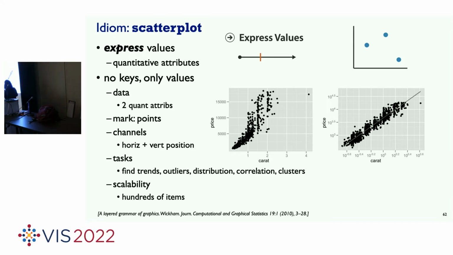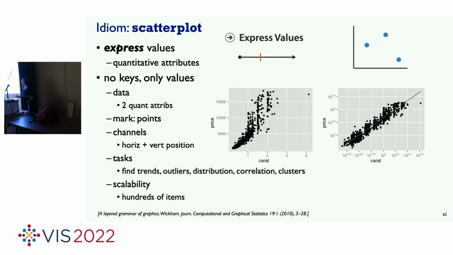Well, that's actually what a scatter plot is. In a scatter plot, you are just directly expressing a quantitative attribute with the channel of spatial position. So we don't have a key, we're plotting the values directly. And in particular, we have two values we're plotting. So we have two quantitative attributes. Our mark type is points. So what are our channels? Well, it's horizontal and vertical spatial position.